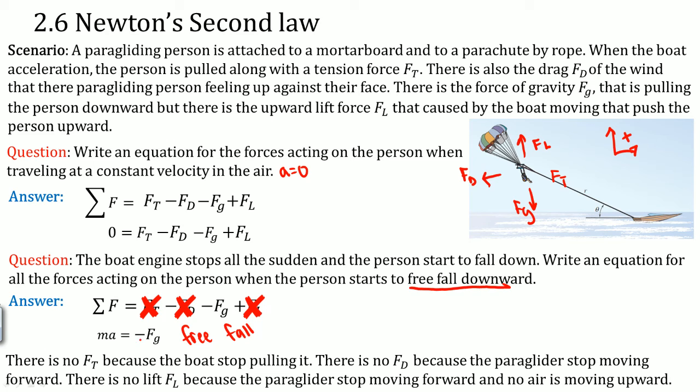The negative just indicates it is downwards. There is no Ft because, again, the boat stops pulling on it. There's no Fd because the paraglider stops moving forward. There's no lift, which is Fl, because the paraglider stops moving forward and no air is moving forward. As a result, the object just falls under free fall. Fg is equal to ma. There you go.